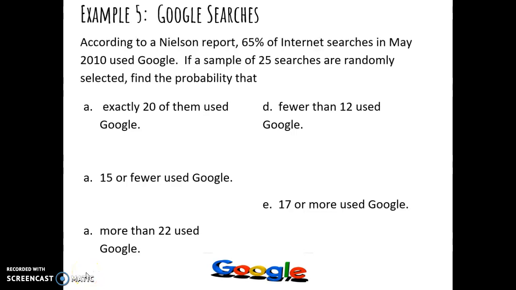This video is binomial distribution part 6. We're starting with example 5, Google searches. According to a Nielsen report, 65% of internet searches in May 2010 used Google.